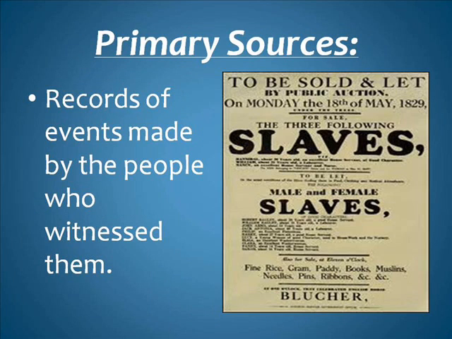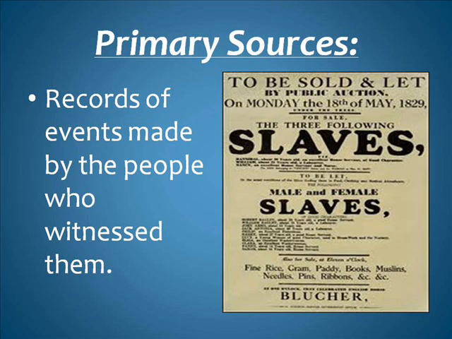So now that we've looked at some artifacts, let's move on to primary and secondary sources. Primary sources are records of events made by people who witnessed them. So these are records that are made or created by people who were actually there. They witnessed something happening.